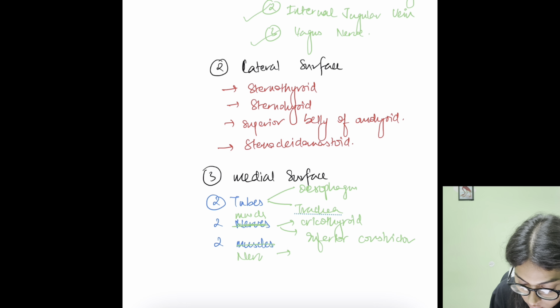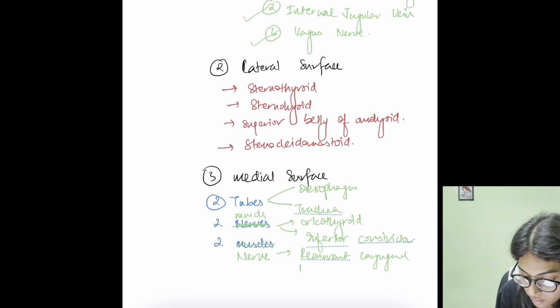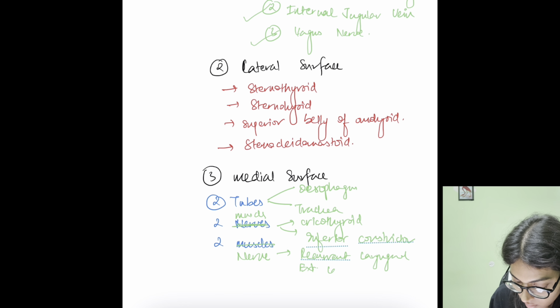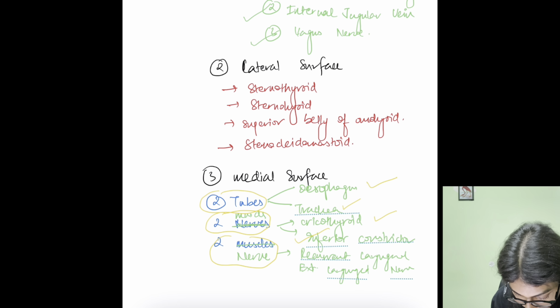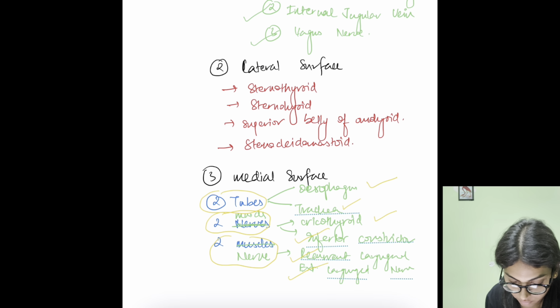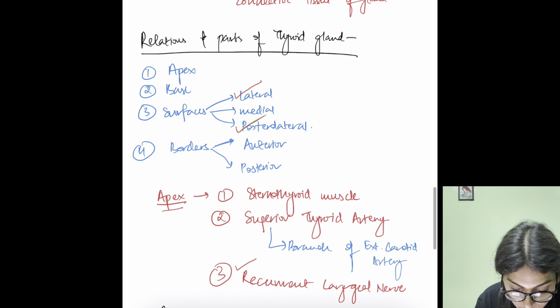And two nerves. Nerves we have recurrent laryngeal and external laryngeal nerve. So two tubes, two muscles, two nerves. Two tubes are esophagus and the trachea, and two muscles are cricothyroid and the inferior constrictor. And two nerves are the recurrent laryngeal and the external laryngeal nerve. So these are the relations.